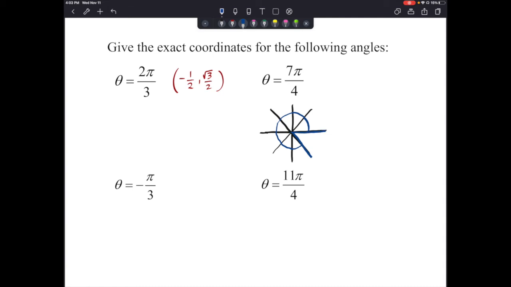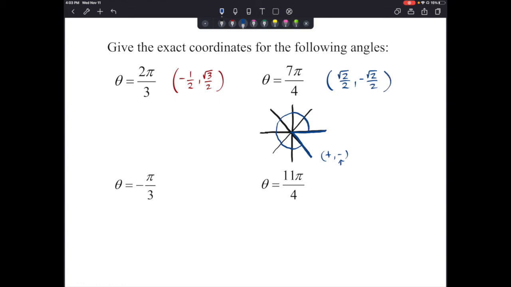So we are down in the fourth quadrant. Our fourth quadrant we know is going to be a positive, negative. And since pi over 4 we know is radical 2 over 2, radical 2 over 2, this is going to be a positive radical 2 over 2. And then because of our y being negative, negative radical 2 over 2.